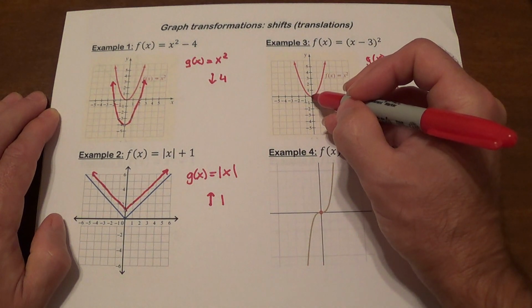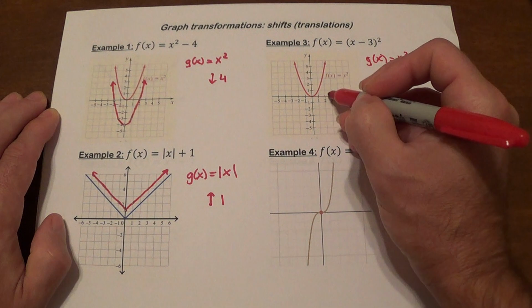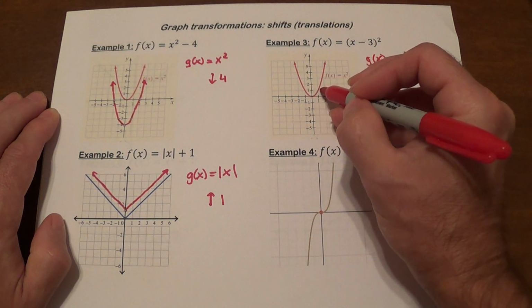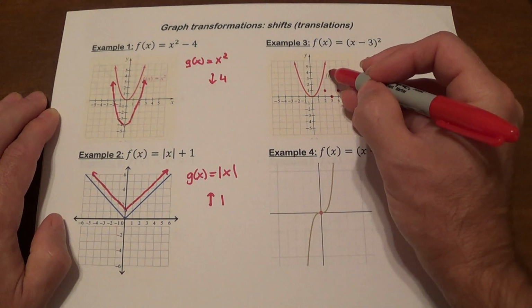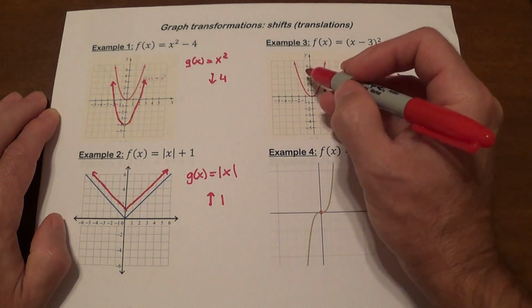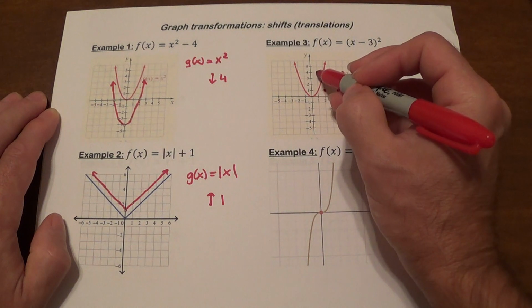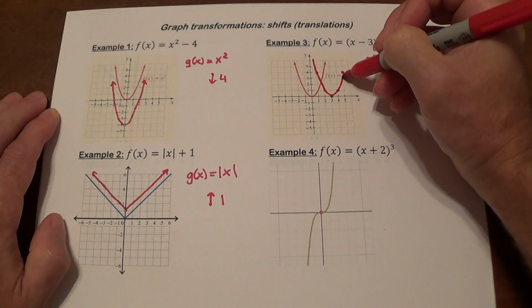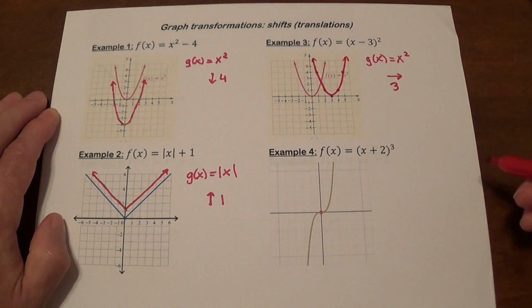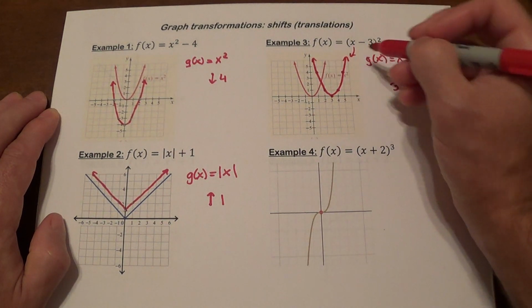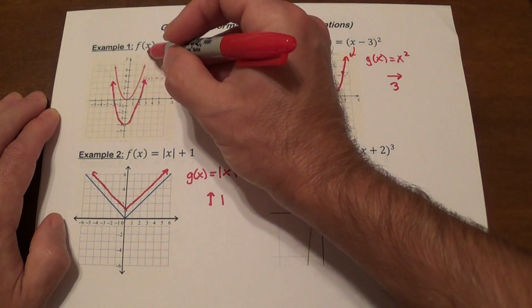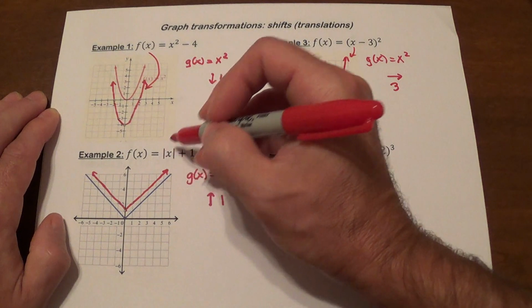So we take several points and move them to the right. 1, 2, 3. This point, 1, 2, 3. This point here, 1, 2, 3. And then our graph is going to be this. Let me point some arrows to our new graphs.